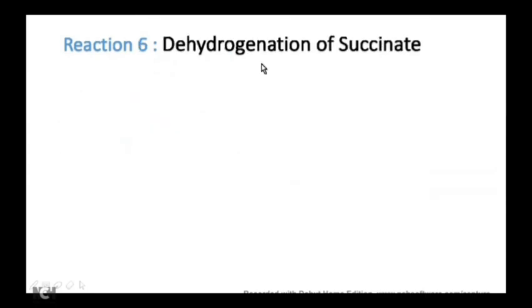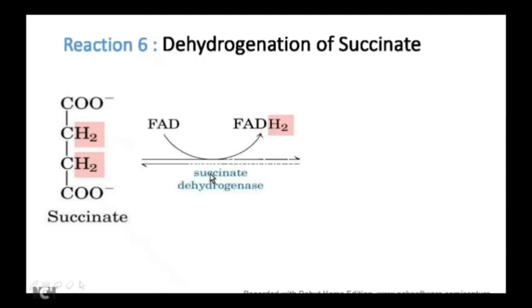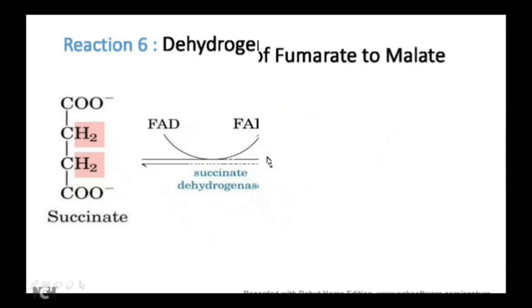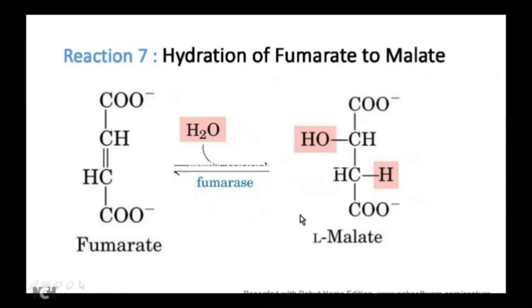We go to the sixth reaction. In the sixth reaction, it is dehydrogenation of succinate. So that's succinate. Then the enzyme is succinate dehydrogenase. FAD is being reduced. Then the product formed is fumarate. So that's the sixth reaction. So we move on to the seventh reaction. The seventh reaction involves the hydration of fumarate to malate. So that's fumarate. Then water will be added to fumarate by the enzyme fumarase and malate is being produced. So that's the seventh reaction.